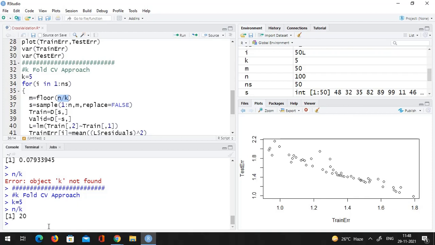But I need to have sets of 20, 20, 20. Why? Because every time I am going to keep one of those sets aside as my test set. So I cannot simply have an 80-20 division. I have to have 5 samples, each of size m, from 1 to n, and I have to make sure that there is no replacement.